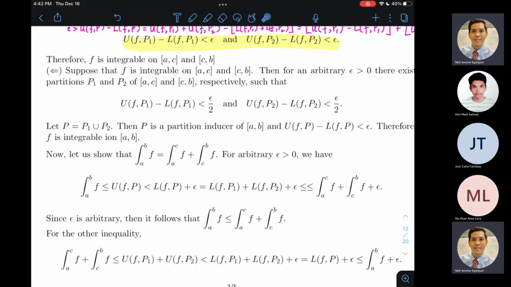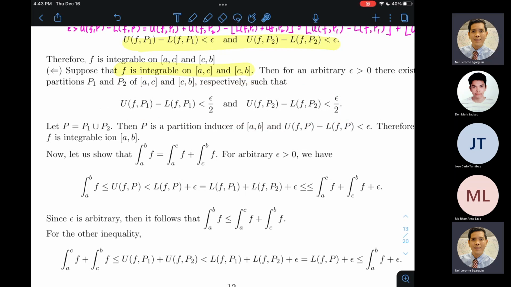iba nga lang yung pagsisimulan ko. Magsisimula ako dun sa assumption na si F ay integrable dun sa dalawang mas maliit na intervals. And I want to show that F is integrable on the union of these intervals, which is the closed interval A comma B. But again, our assumption is that F is integrable on these two closed intervals right away. So we can appeal to the integrability criterion and conclude that for any epsilon, however small it is, there exist partitions P1 and P2 of the closed interval AC and closed interval CB respectively, such that these two inequalities are true.